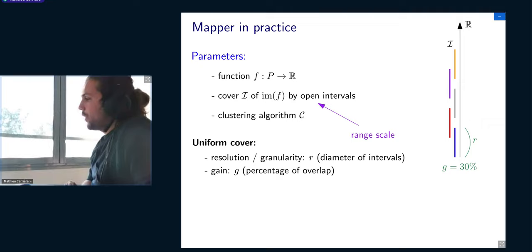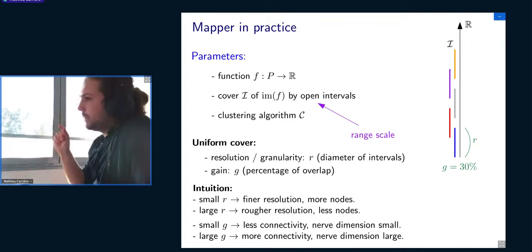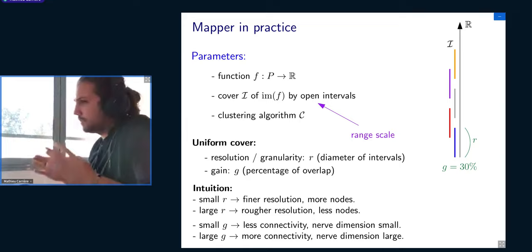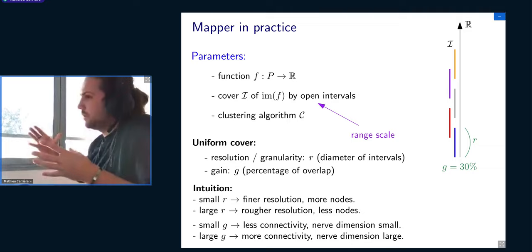For the cover, we like to parameterize that with the length of the intervals and how much they overlap, right? The resolution and the gain. And intuitively speaking, the smaller the resolution, the finer will be your complex. You'll have more nodes, so you'll have a complex that is probably more representative of the topology. But at the same time, if your resolution is too small, you might reach a numerical limit and then start creating things that don't make sense. Whereas if you take a bigger resolution, you have complexes that are simpler but also more robust.